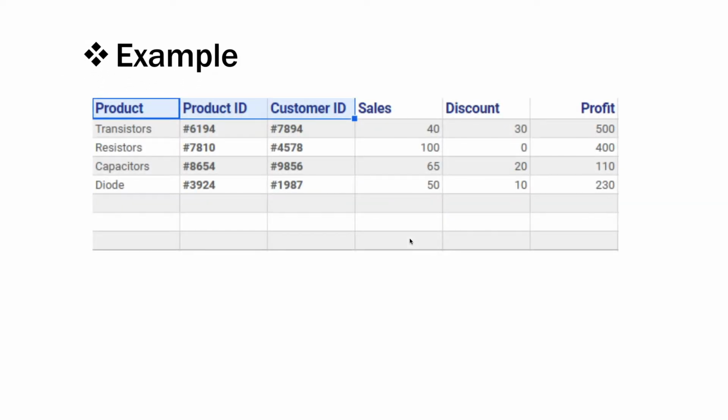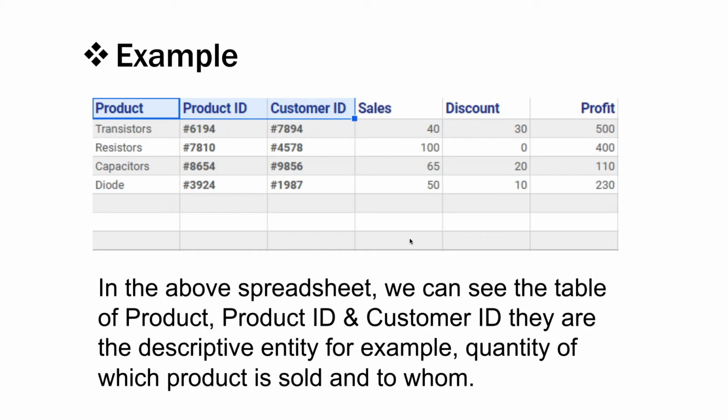Coming to the next slide, we can see a spreadsheet in which the data is divided into different tables. Each column heading tells us about what the column contains. In this spreadsheet, you can see the table of product ID and customer ID. They are descriptive entities and they tell us about the quantity of which product is sold and to whom.